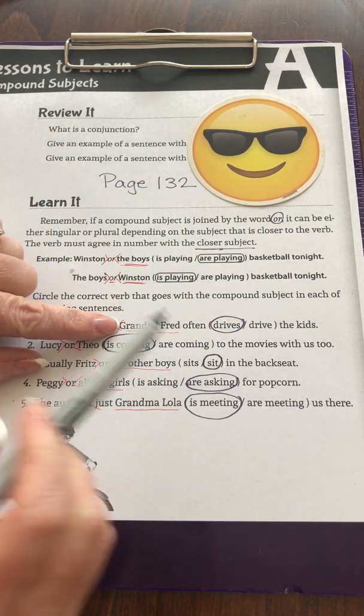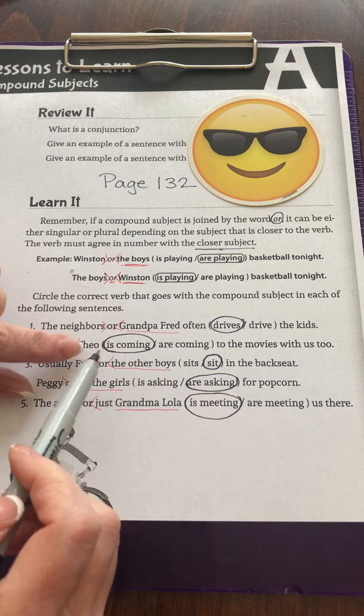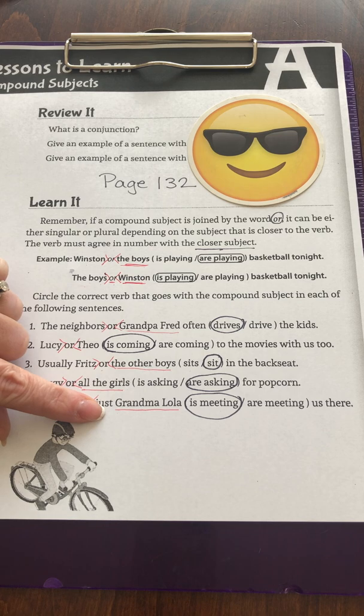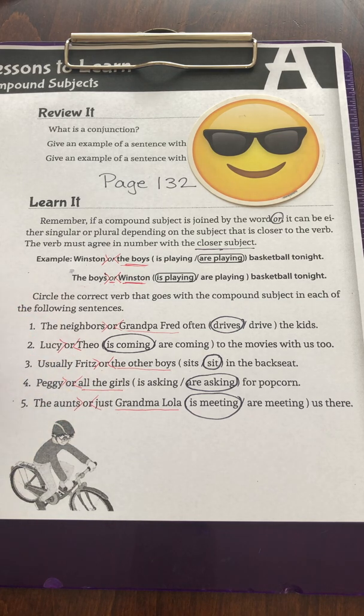And the second one that's closest to your verb is always going to have the stronger pull. It's going to decide your verb, but only when you're talking about the conjunction or. Ooh, tricky, tricky. Please turn your page.